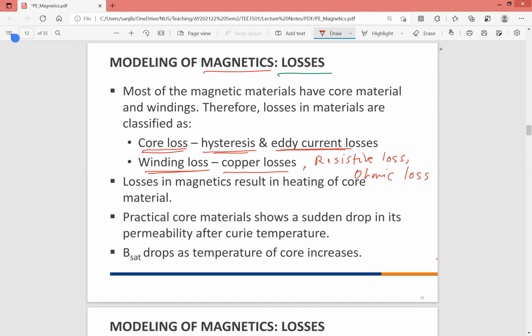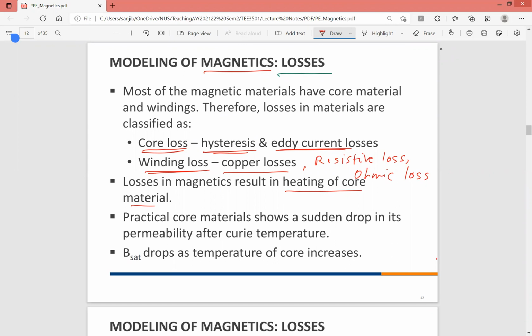All due to the resistance of the winding, right? So these are the two types of losses that happen in the magnetics. Now these losses would result in heating, right? The winding as well as the core will get heated because losses are normally converted to heat, like the switching loss and conduction loss in the devices.